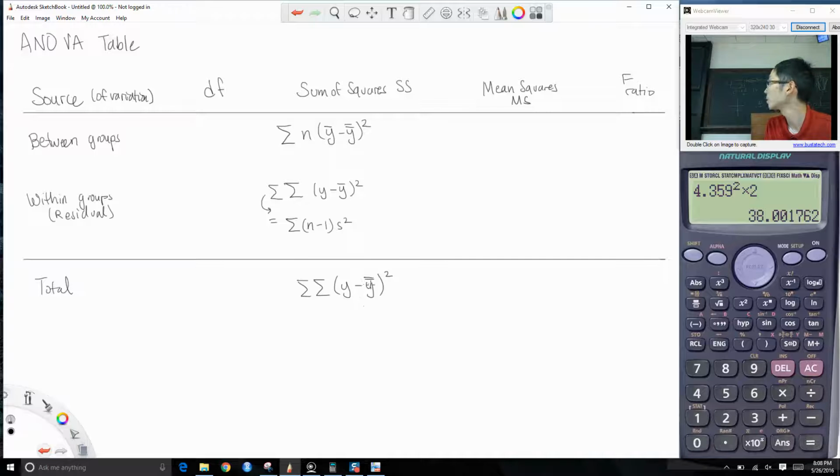Okay. But usually we never really bother calculating the total sum of squares, because these two things will add up together, and so usually we just figure this out and we figure this out and we just say the total sum of squares is going to be this, because a lot of times we don't have the individual data points. So this is like star, we don't really bother with this one.